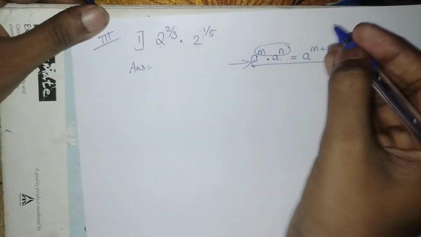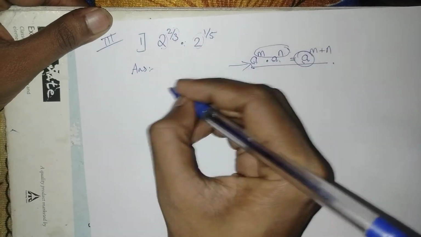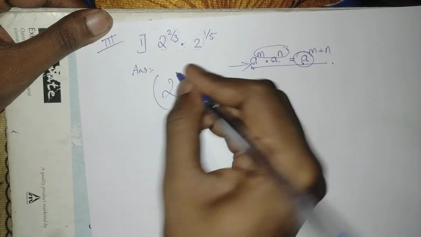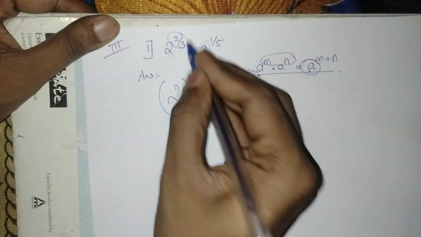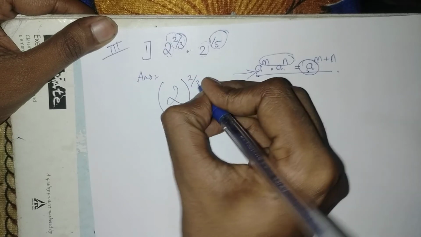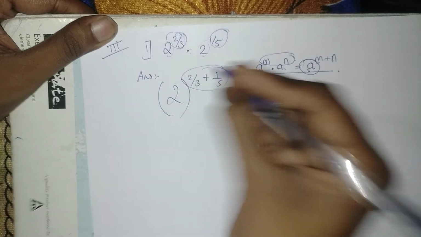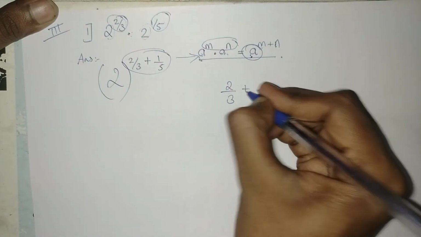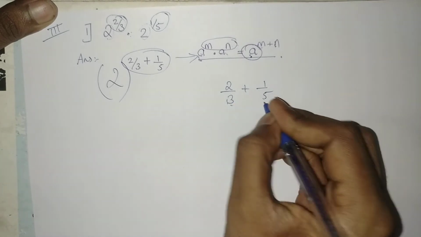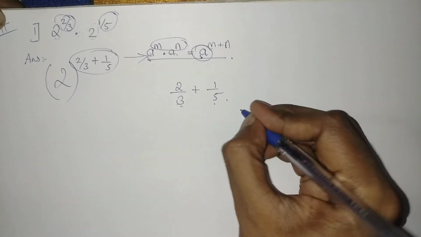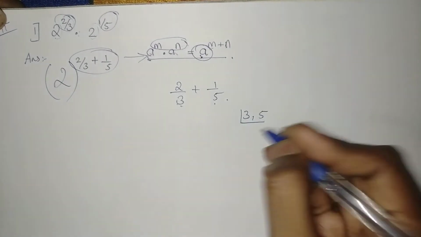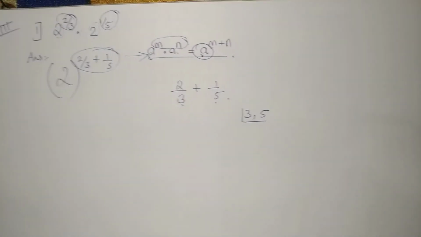So according to this law, what does it say? 2, I can write a separately. m plus n, I can add these exponents: 2 by 3 plus 1 by 5. Let me add the exponents separately here. 2 by 3 plus 1 by 5. See, the denominators are different. Whenever denominators are different, you are advised to take the LCM.